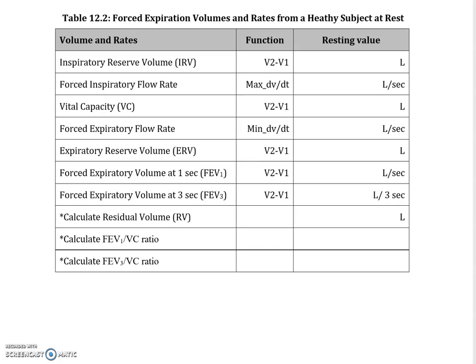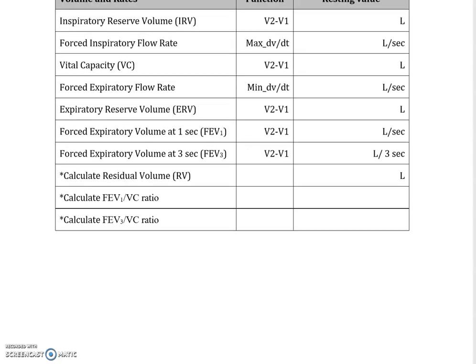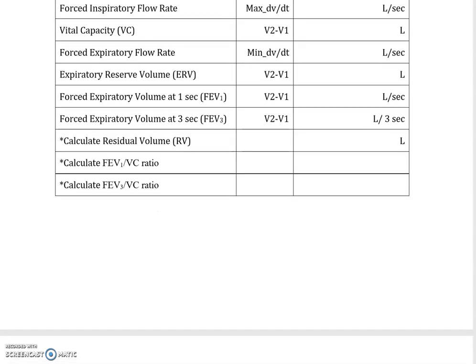a healthy subject at rest. You should look up what the normal resting values are for inspiratory reserve volume. That was in the second and third page of this lab. And then the forced inspiratory flow rate, you don't have to do that. Vital capacity, you can use the estimated value. And forced expiratory flow rate, expiratory reserve volume, you can estimate that. This one you can skip.